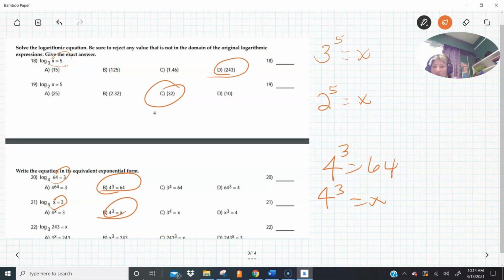On 22, 3 to the x power equals 243. They don't ask us to solve it, so we're done. The best answer for number 22 would be A.